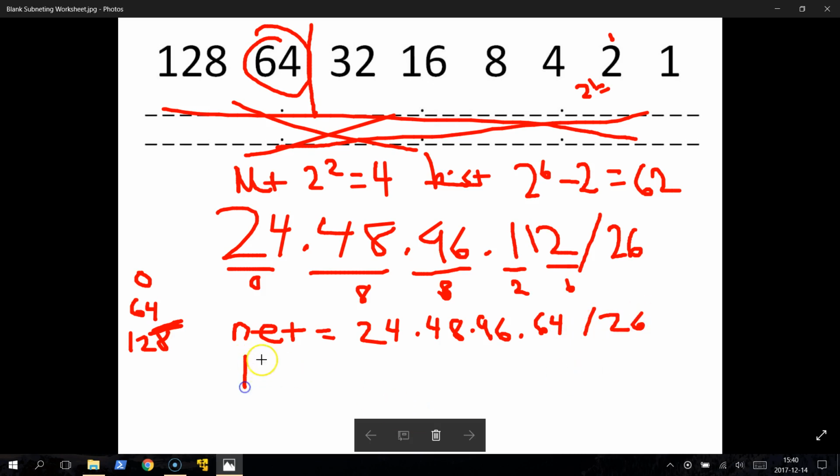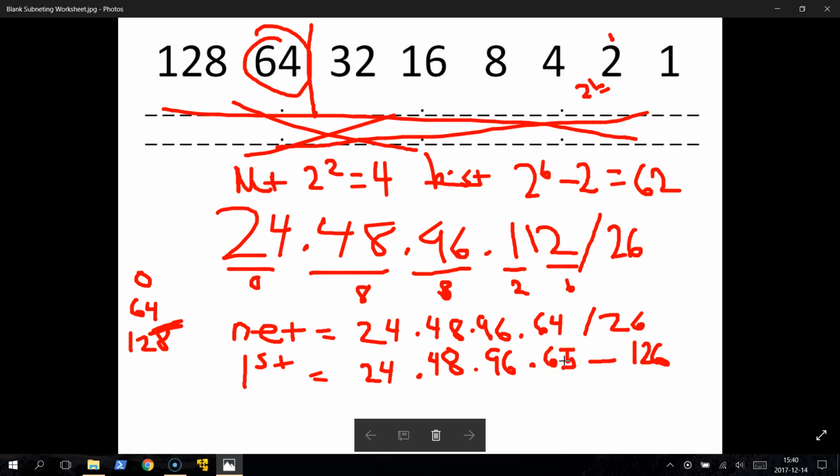All right, my first IP would be 24.48.96.65. This is officially starting to slow down on me. My last, well, I'll just do a dash. My last IP would be, well, the next network's 128. Back up 1, that's my broadcast. Back up 2, that's my 126, which makes sense, right?